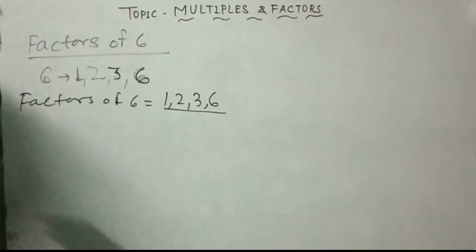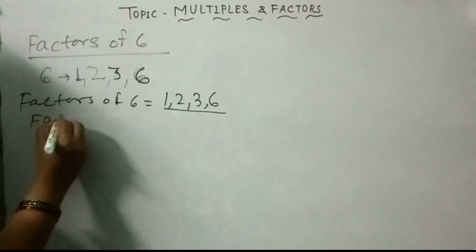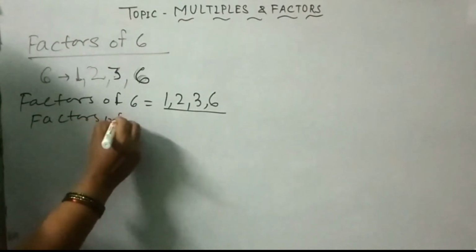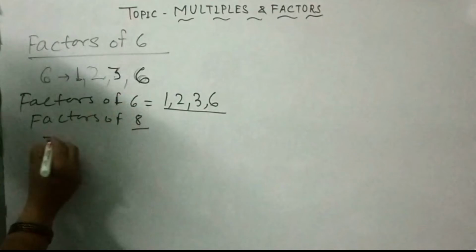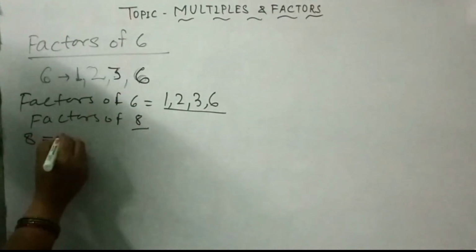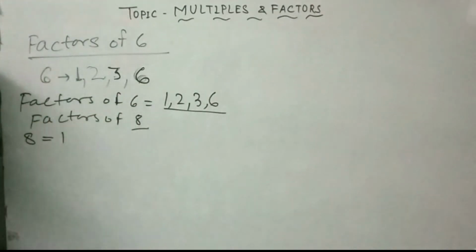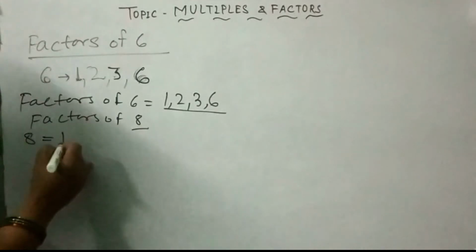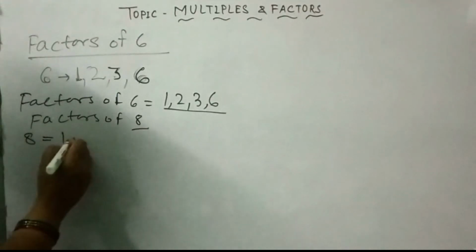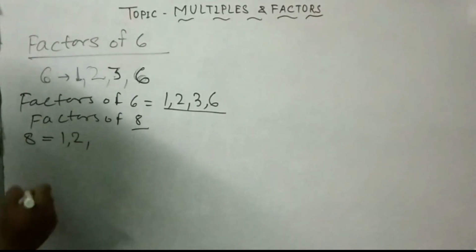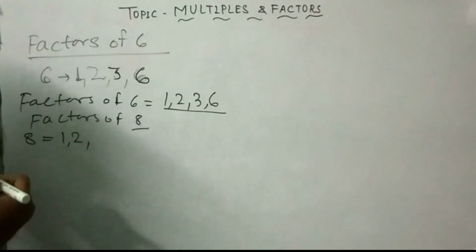Write the factors of 8. Factors of 8. Same way, what do we have to do? 1 is a common number. In all tables you can easily write 1, because all numbers are divisible by 1. Then the next number is 2: 2 1 2, 2 4 8. Yes. Then next number 3: 3 1 3, 3 2 6, 3 3 9.